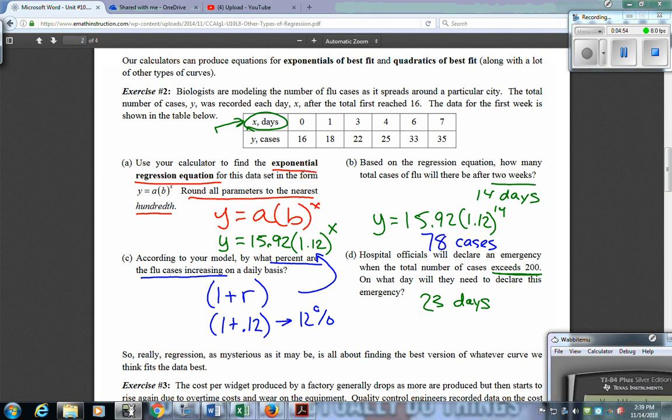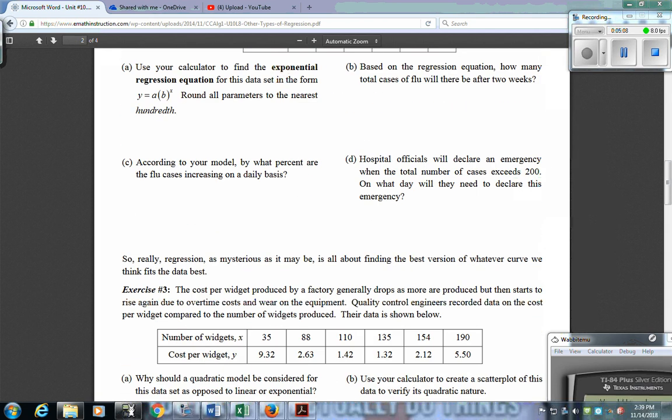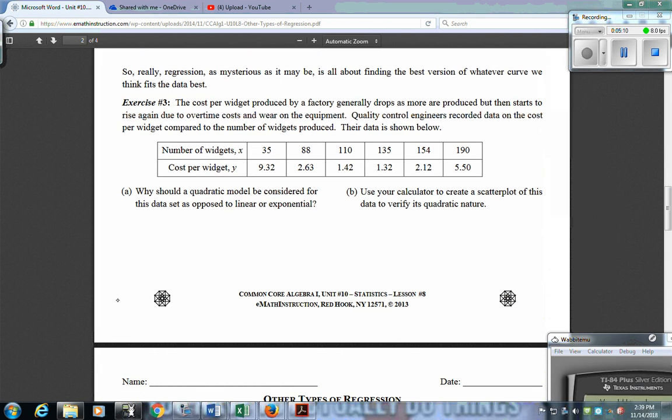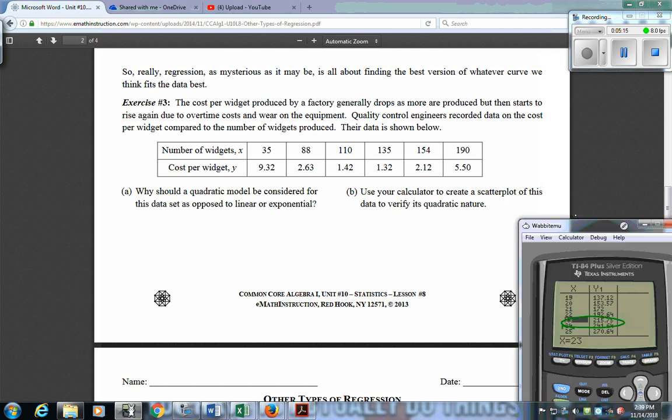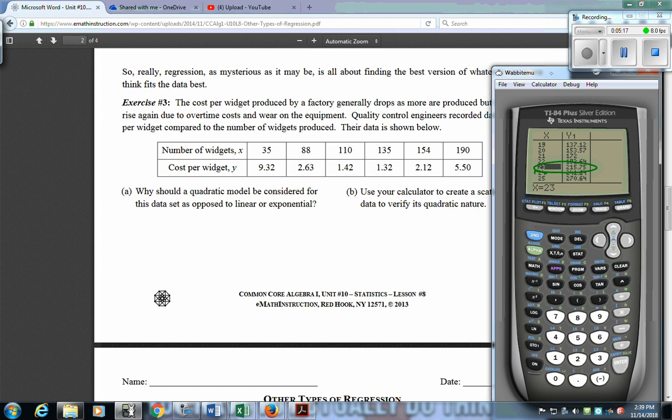So that's an example with exponential. Sometimes they'll tell you in the questions what type to use. Sometimes they'll have you decide. So you got to read the questions carefully for that reason. We're going to do one other one. We're going to look at exercise number 3 below. So I'm going to do the same thing I did for the last one. I'm going to pause the video and then come back with these numbers in my calculator.